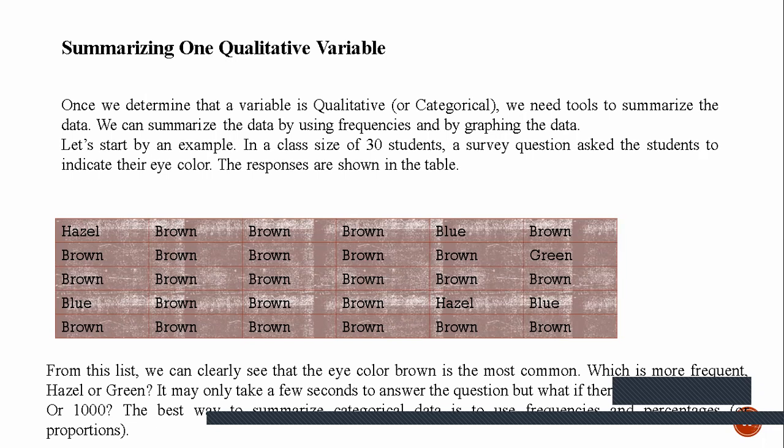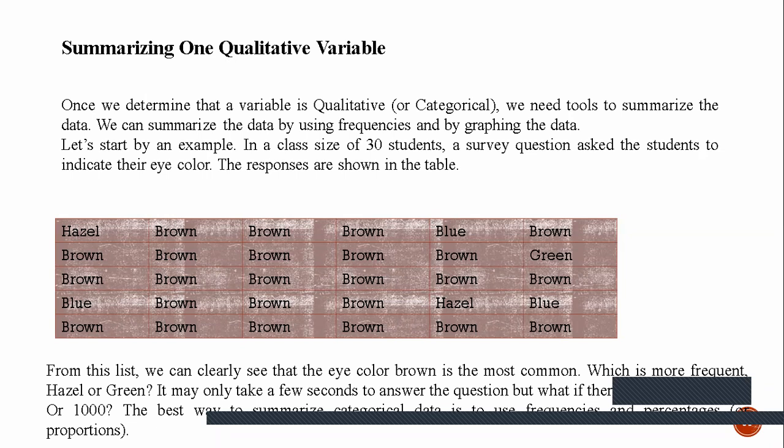In a class of 30 students, a survey question asks the students to indicate their eye color. The responses are shown in the table. These are the responses which they gave. From this list itself, we can clearly say that brown is the most common answer which we have found. Which is more frequent, hazel or green?